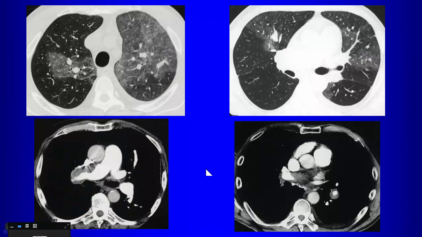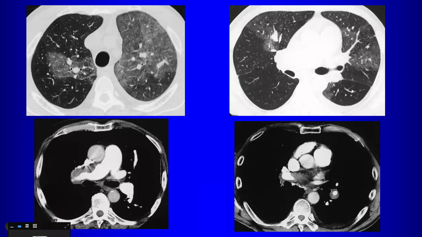What's illustrated here? Mosaic attenuation. You can be more specific than that. Mosaic what? Mosaic perfusion, right? And in this case, it's secondary to chronic PE. You can see, again, the filling defect along the pulmonary artery wall in the periphery, here in the left interlobar pulmonary artery. What's the most common cause of mosaic perfusion? Air trapping is the most common cause of mosaic perfusion.